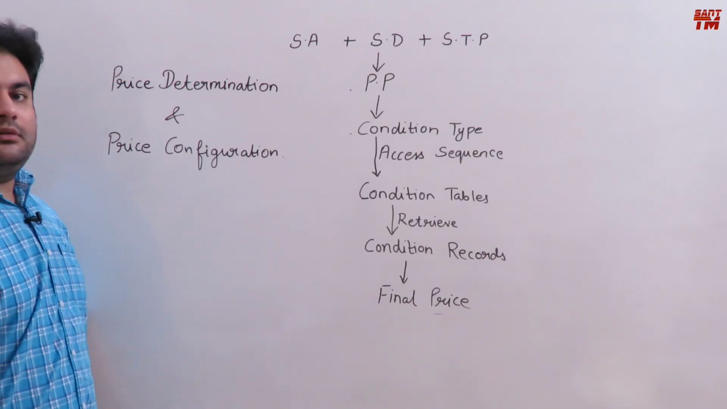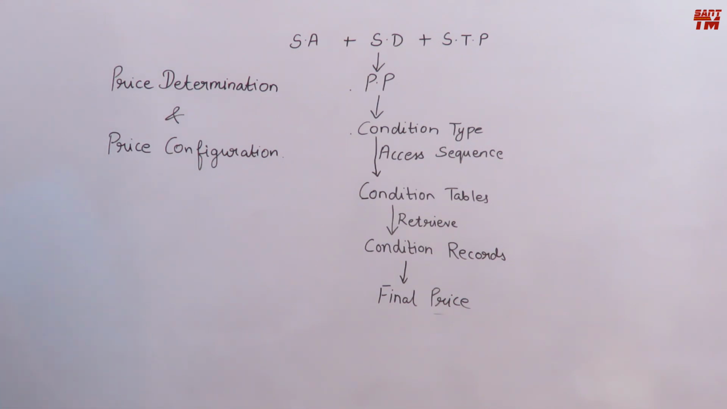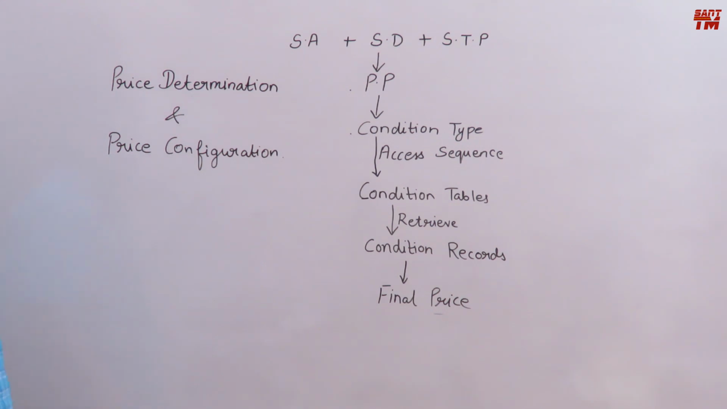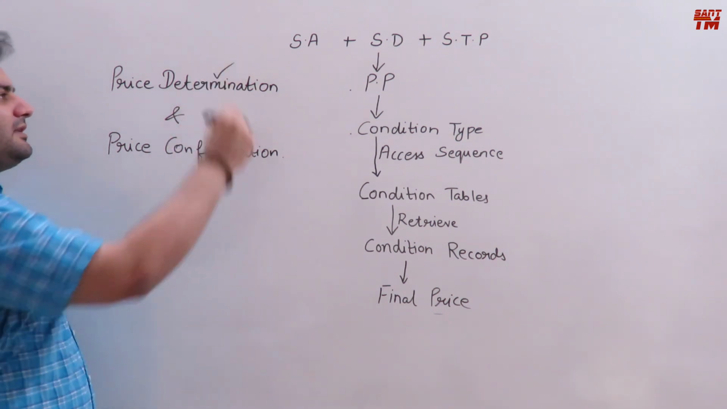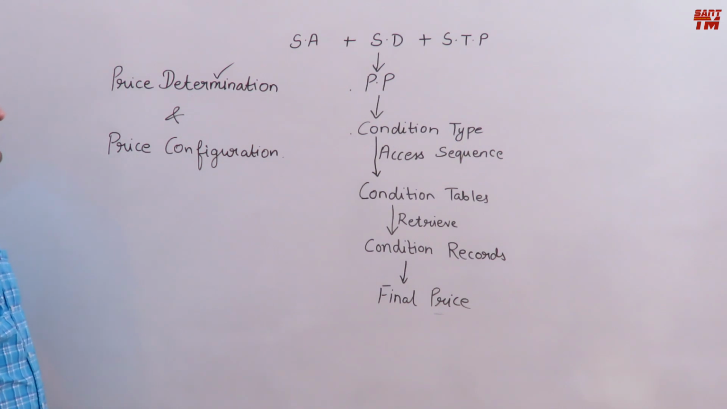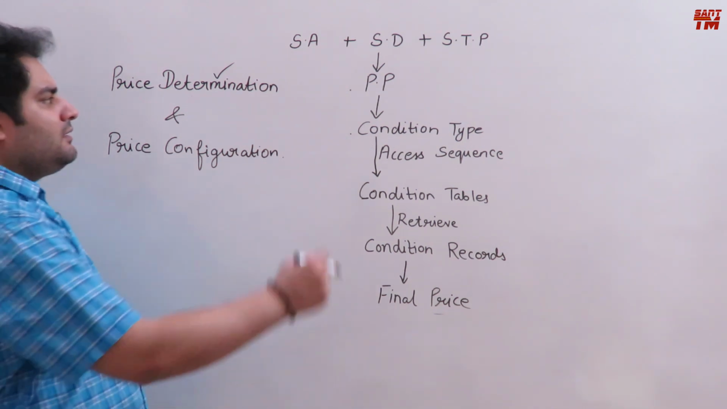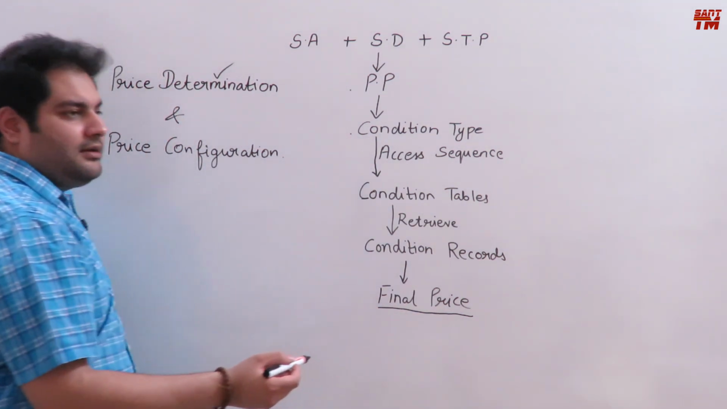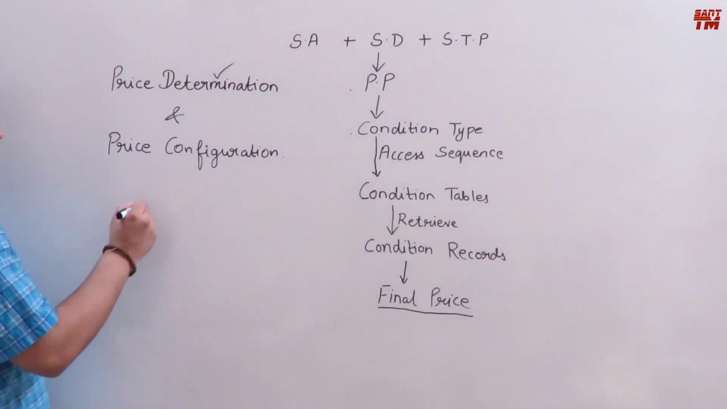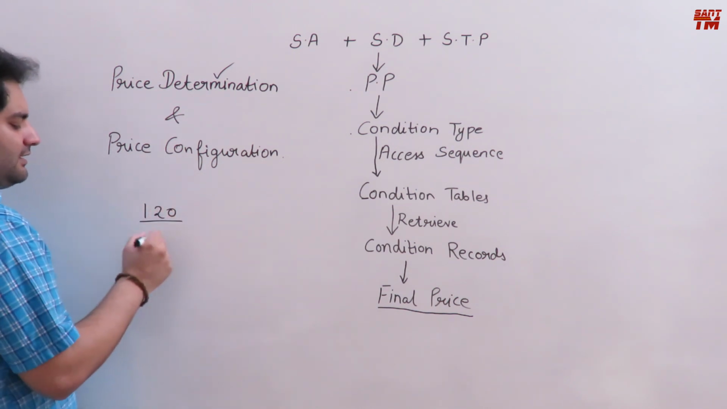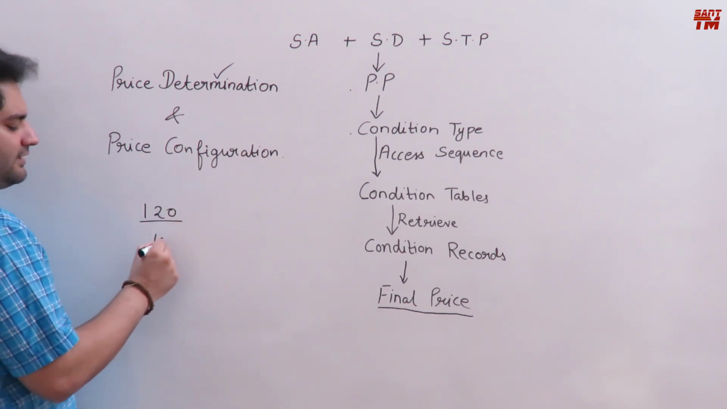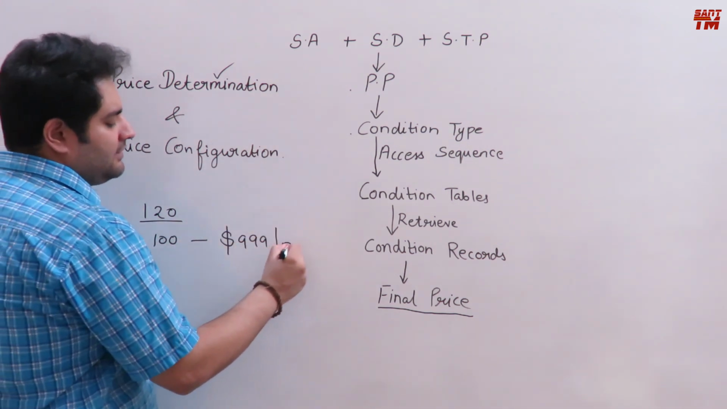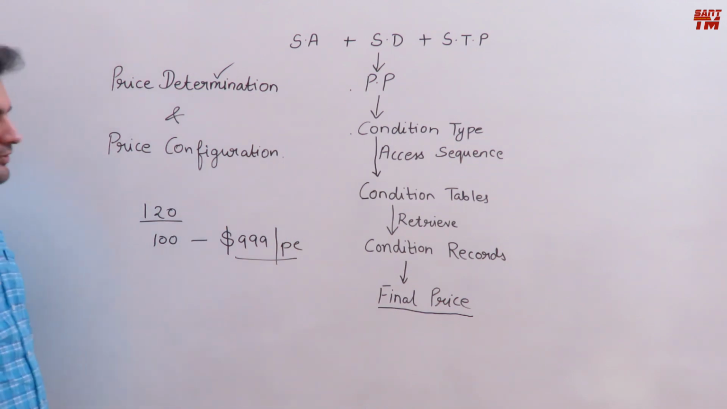So in this video, we have to learn about two major terms, price determination and price configuration. We have already studied price determination in our last three videos, where we learned how to judge the final price of the product. Suppose I want to sell an iPhone XR and the order is of 120 pieces, then the condition record would be fetched: if the order is above 100 pieces, then the iPhone rate would be $999 per piece. This was my final price for my product.